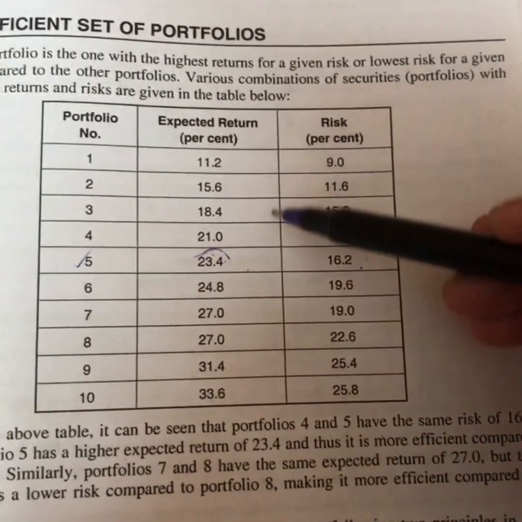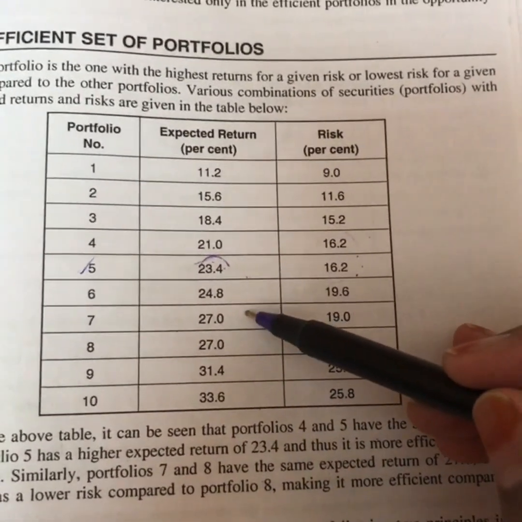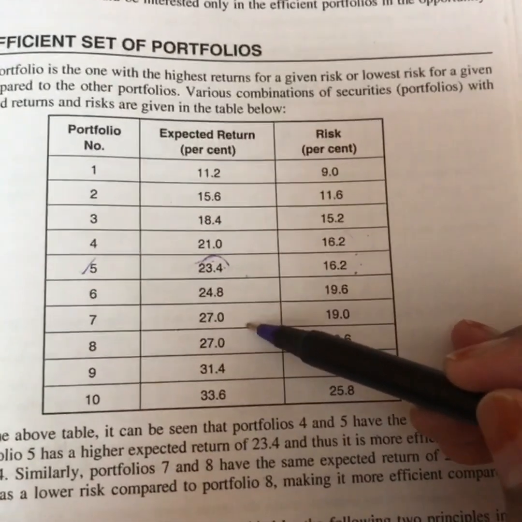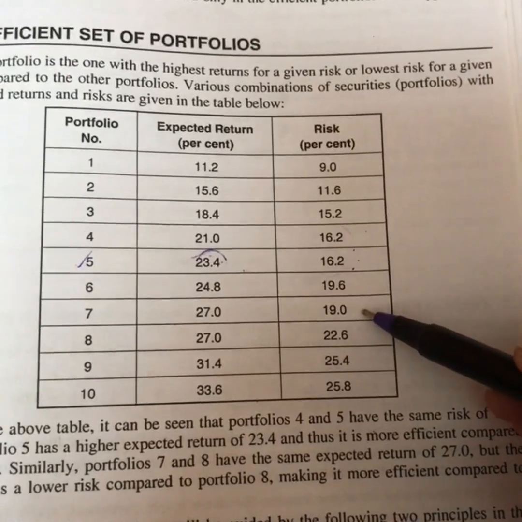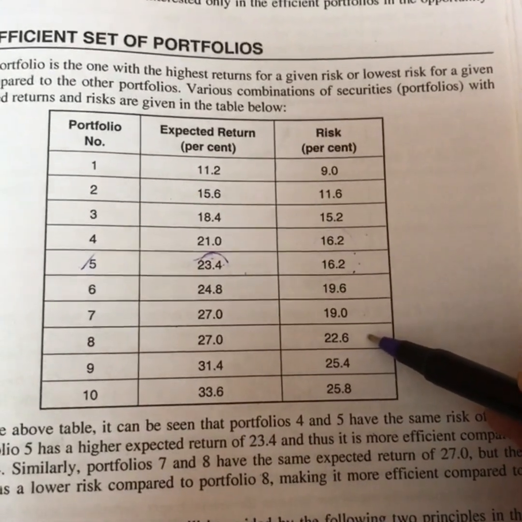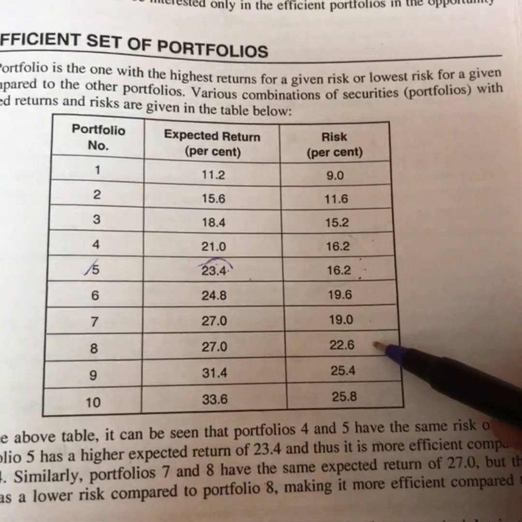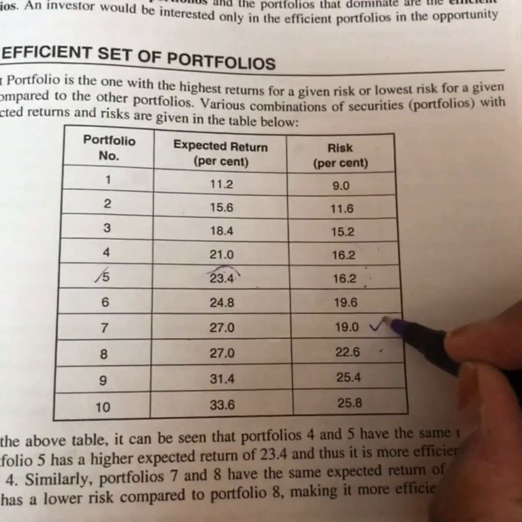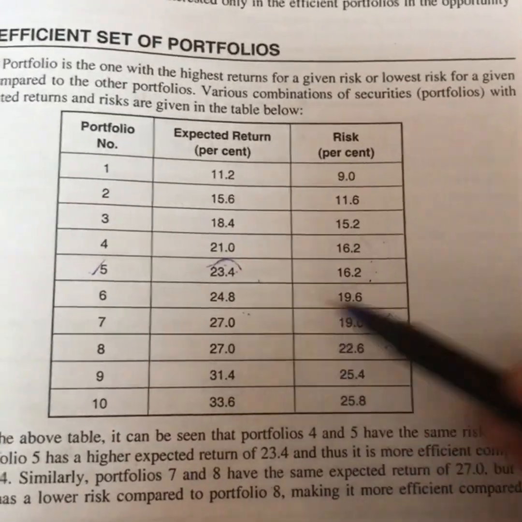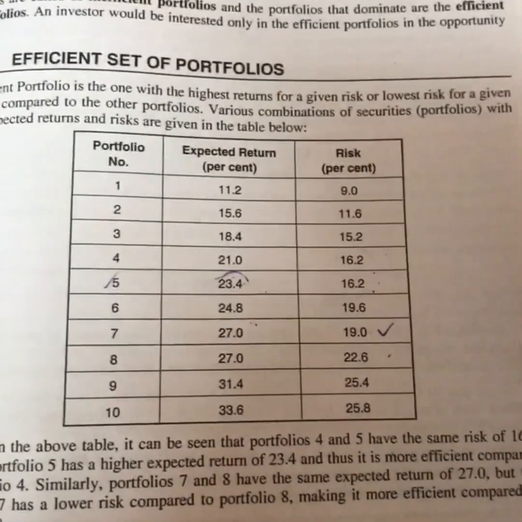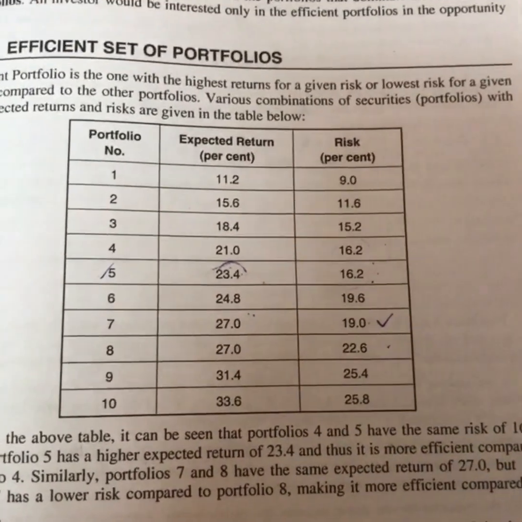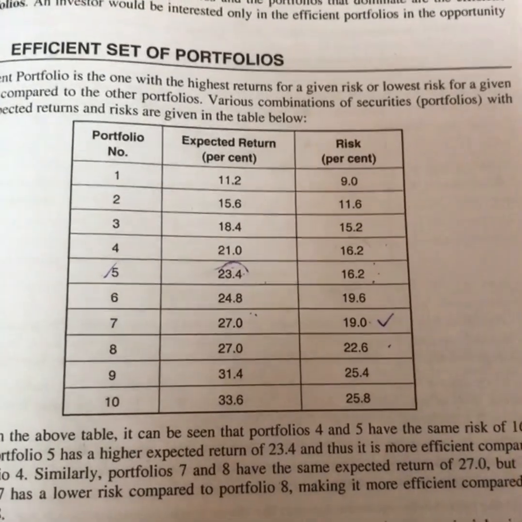Now if you see the expected return for the 7th and 8th portfolios, the return is the same but the risk is different. For 7 it is 19% and for 8 it is 22.6%. So obviously we will choose portfolio 7, because the return is the same but the risk is less in portfolio 7. This is how we select the portfolio, girls. We have to compare the risk with the return.